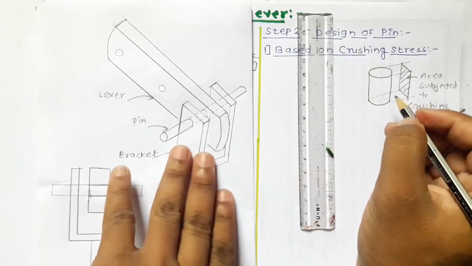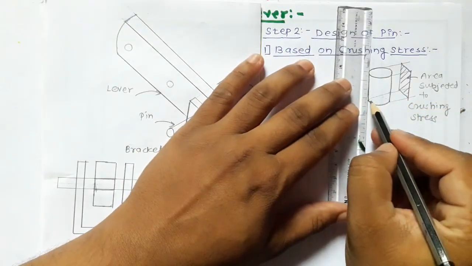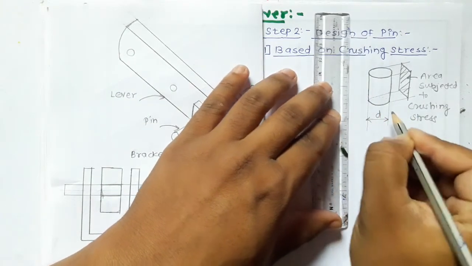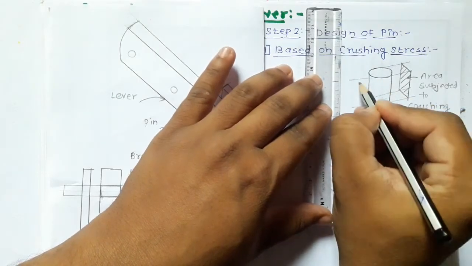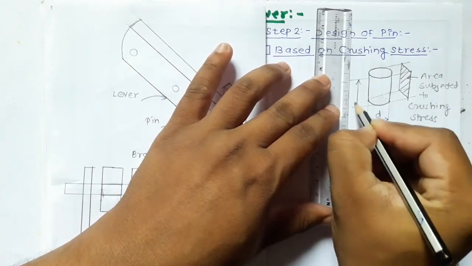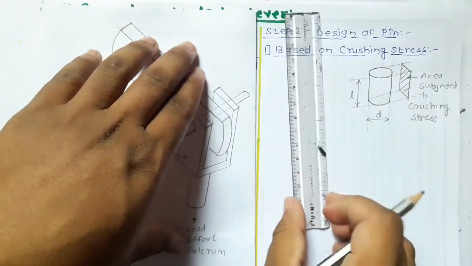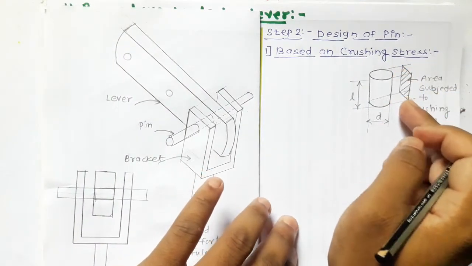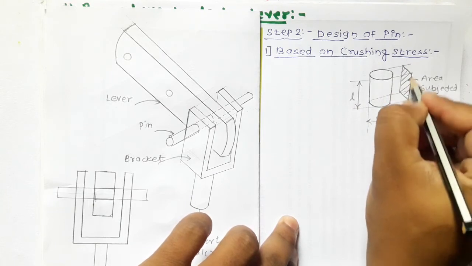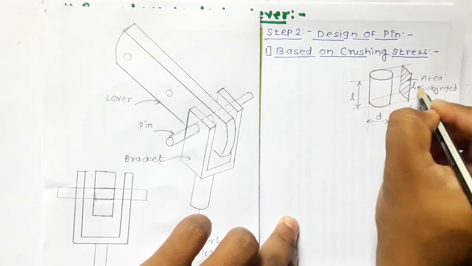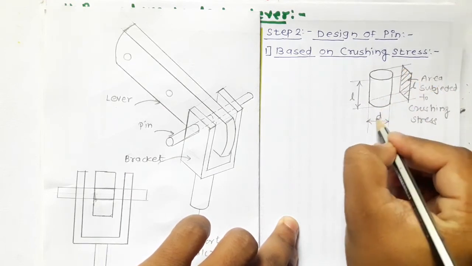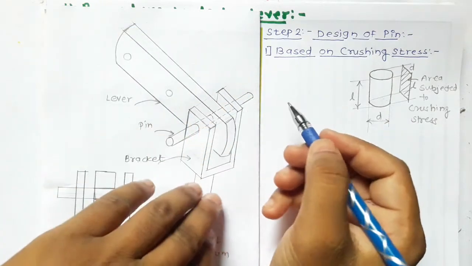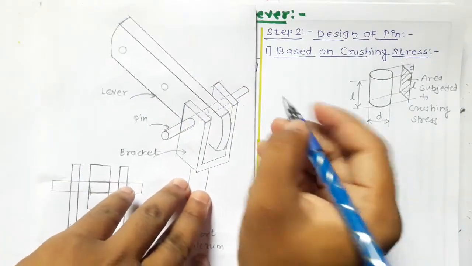Now about its dimensions. We take the notation for the diameter of this pin as d, and its length as L. To find the area subjected to crushing stress, we have to find the dimensions of this rectangular area. The height of this rectangle will be the length of the pin, L, and the width of this rectangle will be the diameter of the pin, small d. So we can write the equation to find the induced crushing stress in this pin as sigma c.